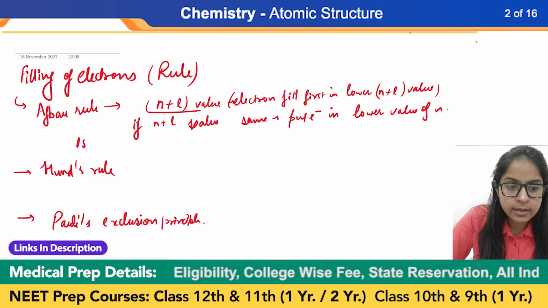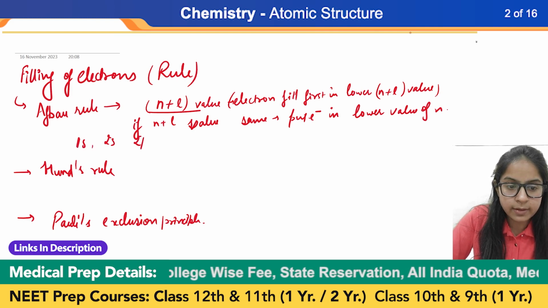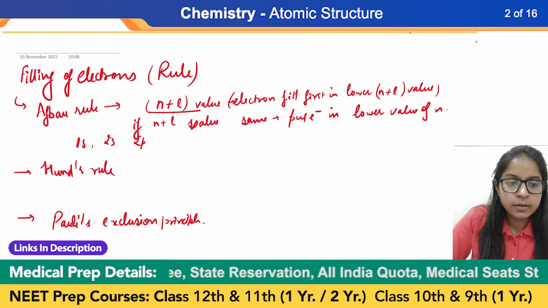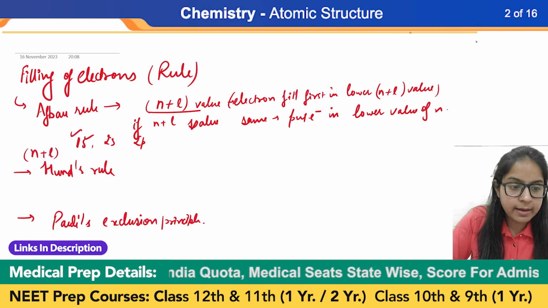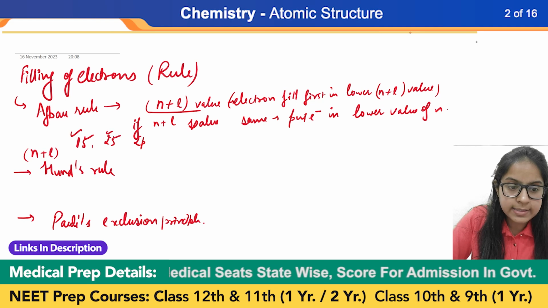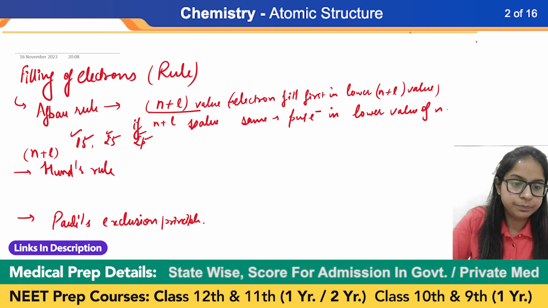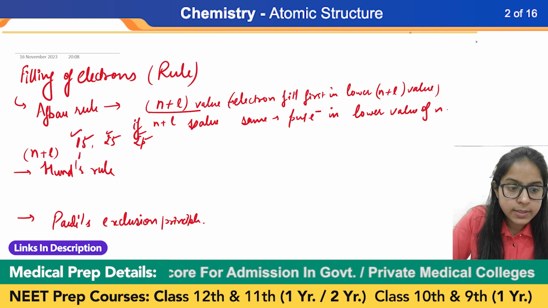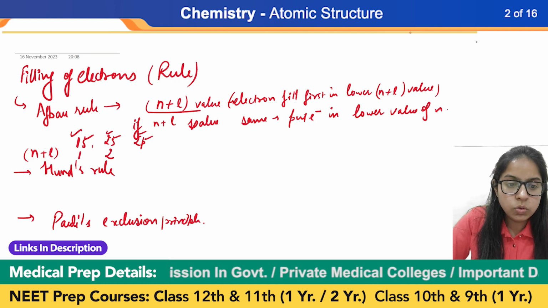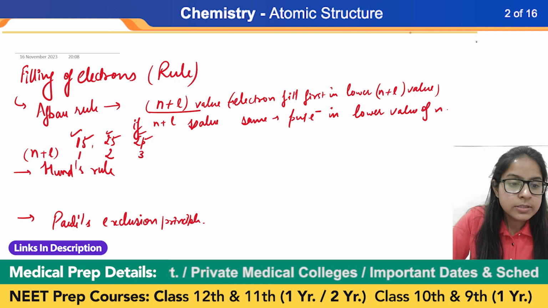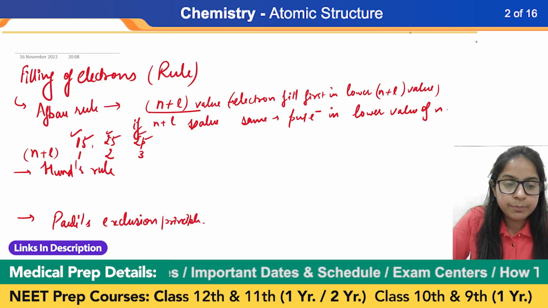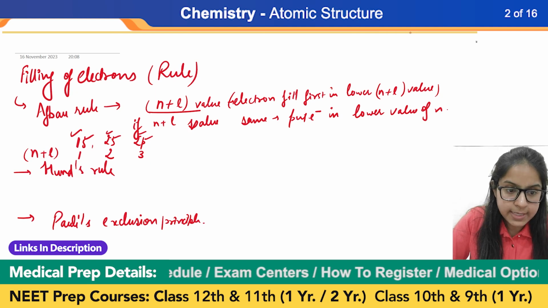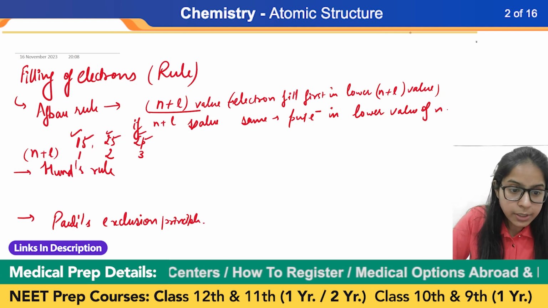Suppose 1s, 2s, 2p. Find out the n plus L value. Here for 1s, n is 1 and L is 0; for 2s, n is 2 and L is 0; for 2p, n is 2 and L is 1. So 1 plus 0 is 1, 2 plus 0 is 2, 2 plus 1 is 3. The lower the value of n plus L, the lower the energy, and the electron is going to fill first in the 1s, then 2s, and then 2p.